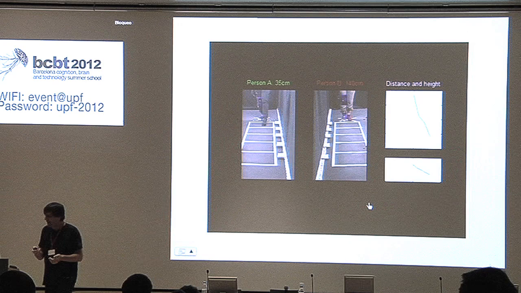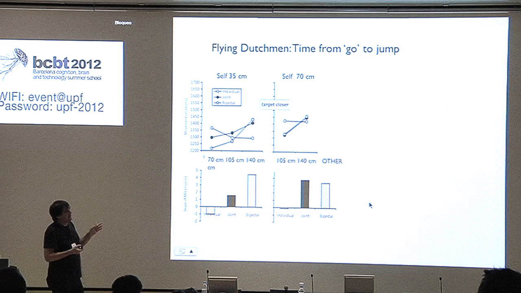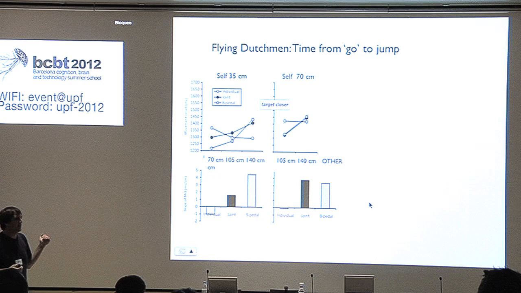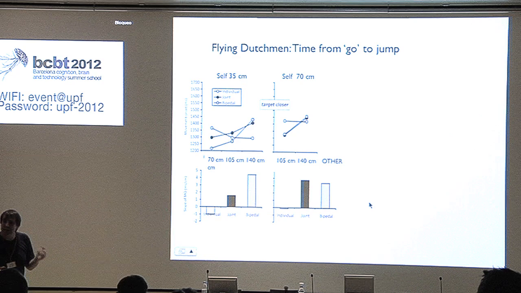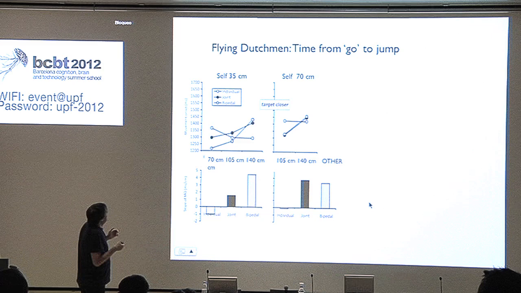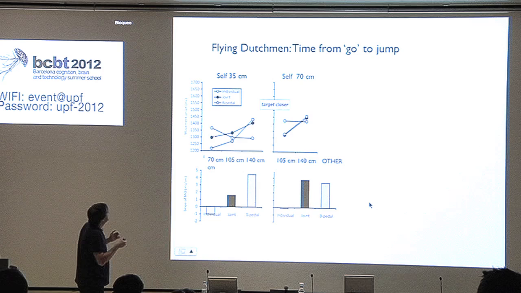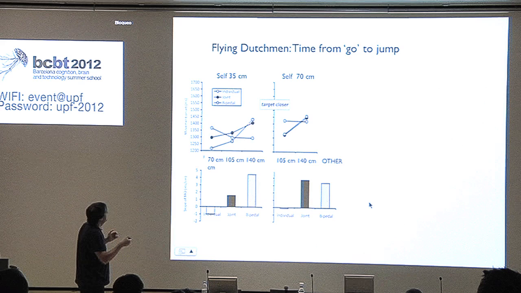Okay, now the question is, what do people actually do in these three conditions? Let's start with a condition where for the self, the distance is short, and for the partner, the distance is longer. This is the condition where people should actually simulate or wait for their partner. Because if you have the shorter jump and the partner has a more difficult task, you should wait for a particular time. And as you can see in the black line, this is actually what happens in the joint condition. There is a slope here. So basically, the movement onset is longer as the partner's distance increases.